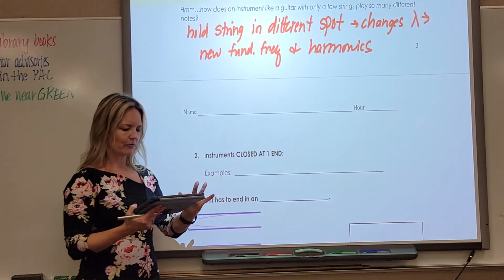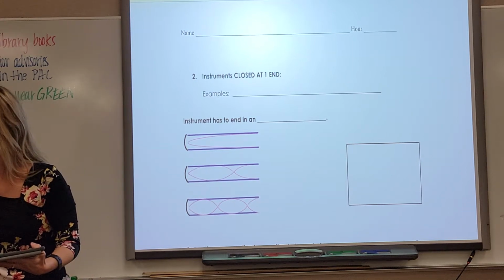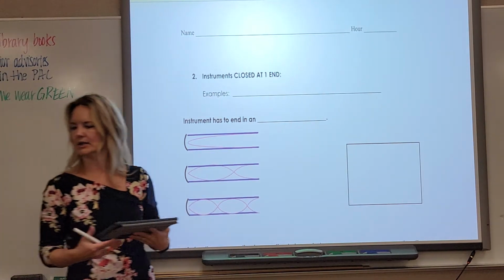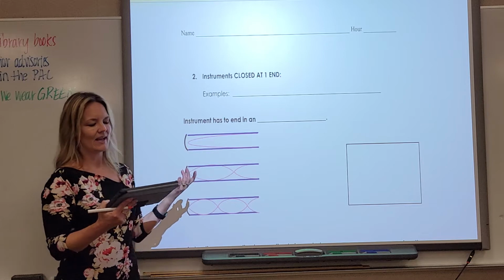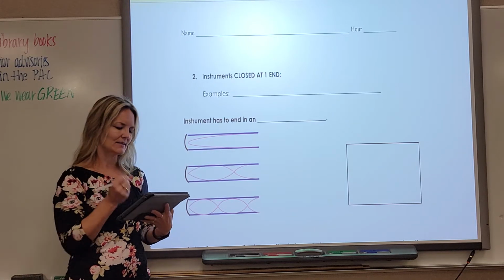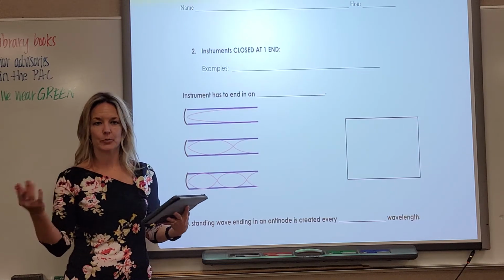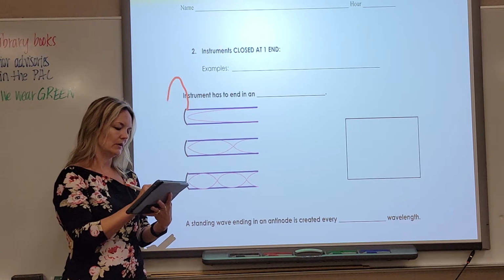All right, as we flip to the back side of our notes, we are going to look at an instrument that is closed on one end. And once again, remember, I'm a terrible artist, but this is you.